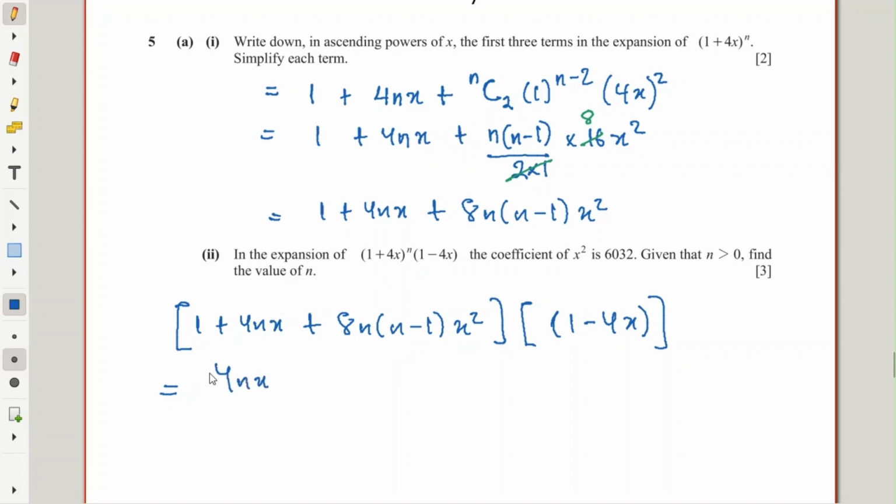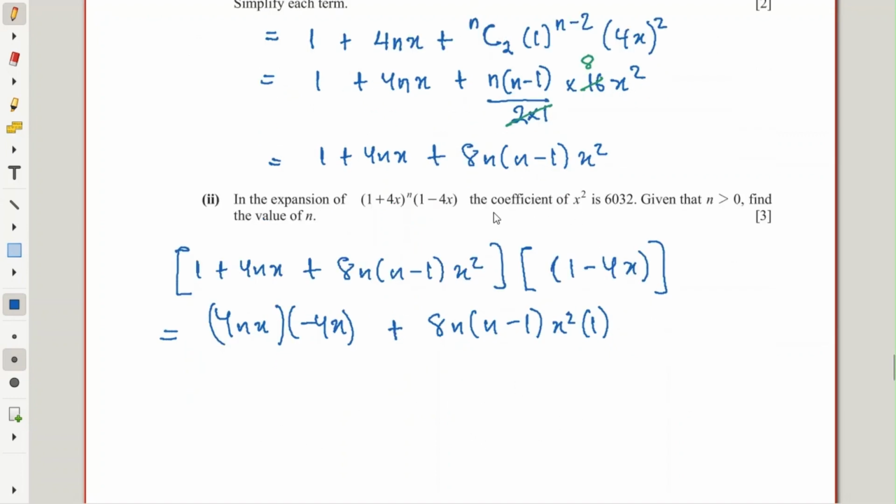So you don't need to expand the whole thing. It makes your work cumbersome. So just look at it and think. What about this by 1? Will I get x squared? Yes, I will. I have x squared inside. And this by this, I'm going to get what? X cubed. So I'm not interested in that.